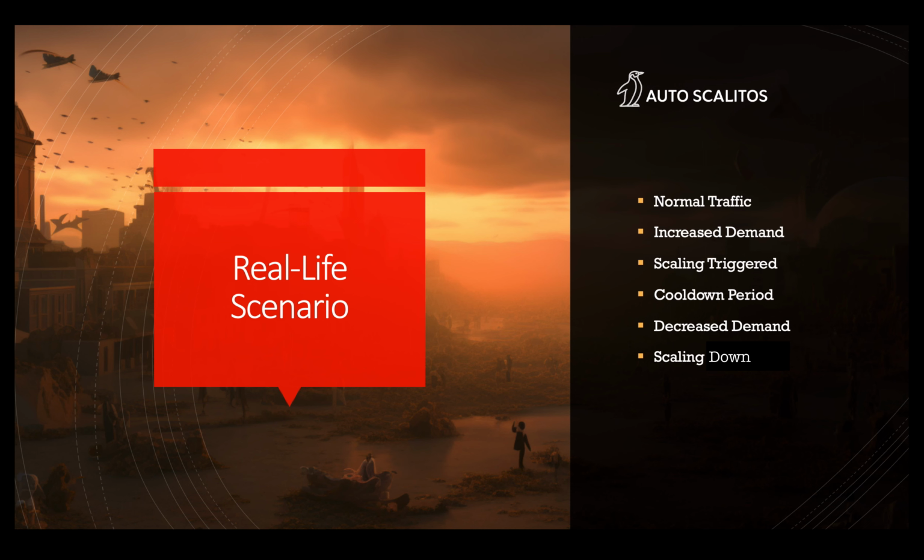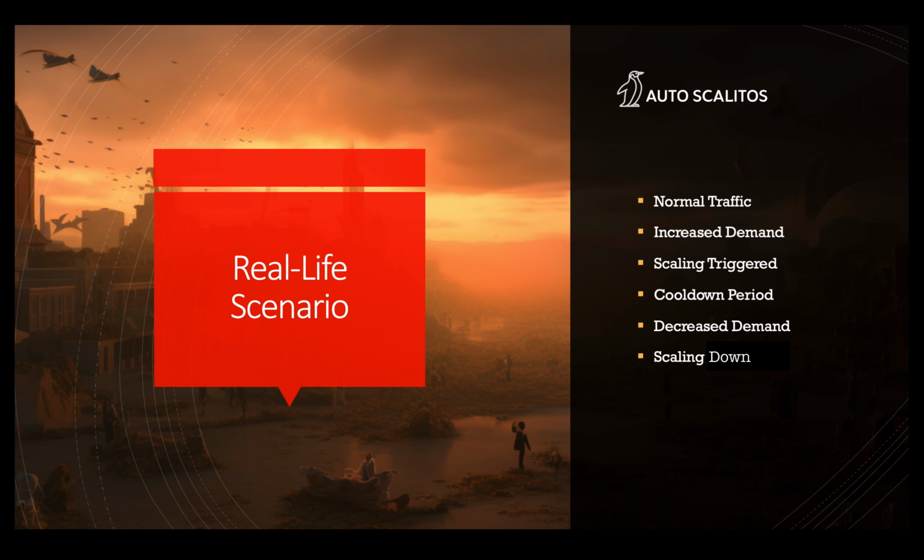Decreased demand. As the dancing penguin video's popularity settles, the viewership returns to normal levels. The Autoscalatos decide it's time for a disco nap, and they start reducing their dance formation. When the traffic reduces, the CPU utilization drops below the lower threshold, for example 30%, for a defined duration.